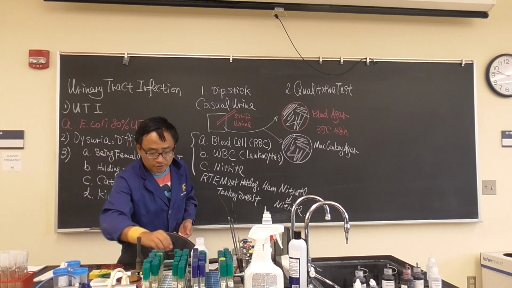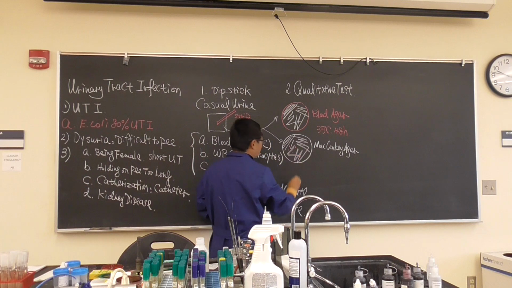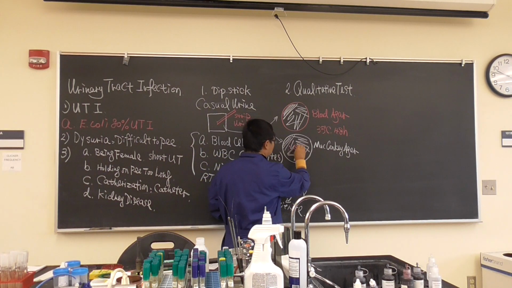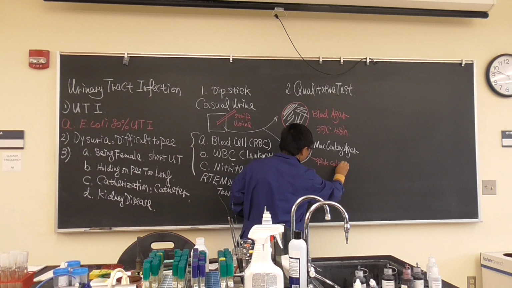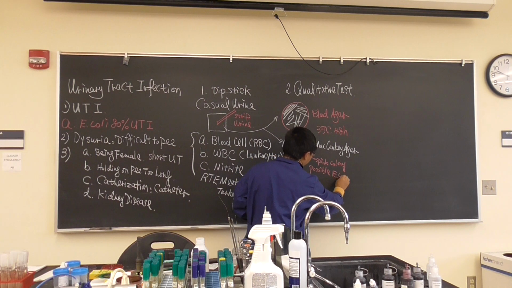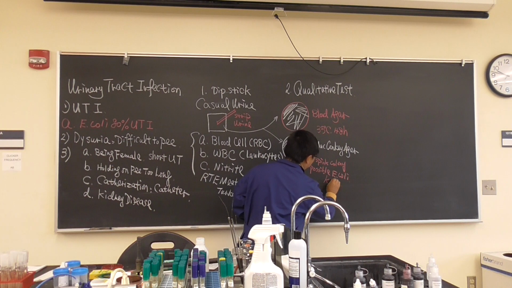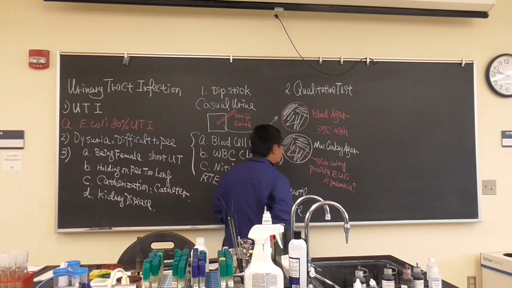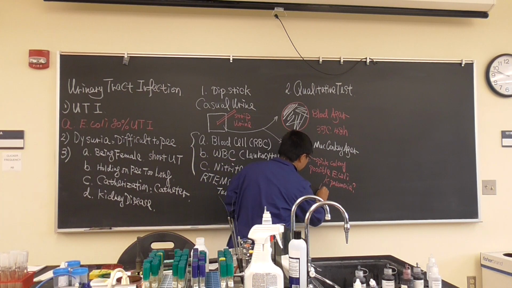If you see there is a pink colony there, what does this mean? If it's a pink colony there, possibly E. coli, or maybe Klebsiella. Is that right? Could be. Both are lactose fermentation positive.